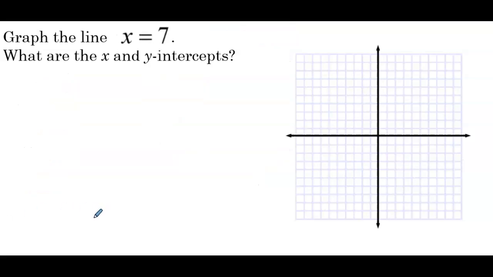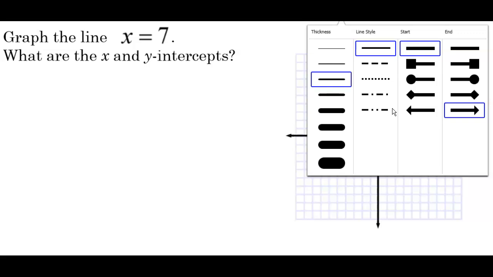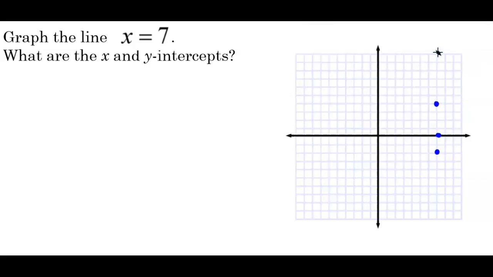Now what about x equals 7? Well, x equals 7, we can do the same thing. Plot a few points that have an x-coordinate of 7. So we'd have (7, 0), we'd have (7, 4), and (7, -2). Any point that has an x-coordinate of 7. And our graph then would look like this. That's going to be x equals 7. So that's a vertical line.